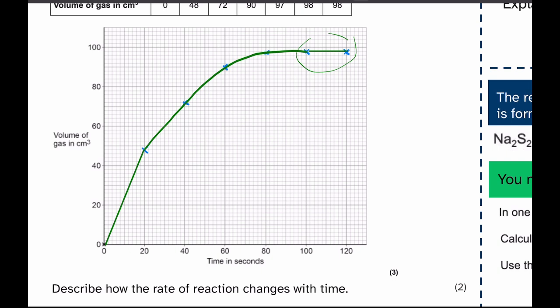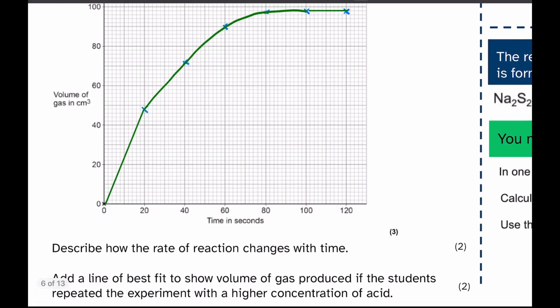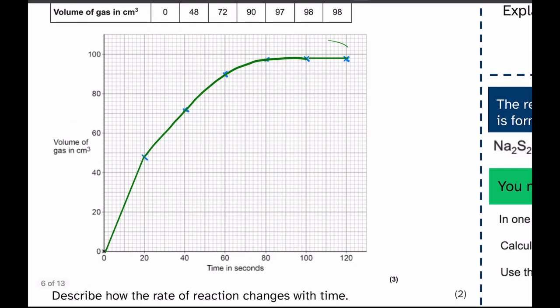That's because we're going to run out of one of the reactants. Add a line of best fit to show the volume of gas produced if the students repeat the experiment with a higher concentration. This is really common. What they do is they ask you to draw a second line on a graph in order to see if you understand how that would change the results.